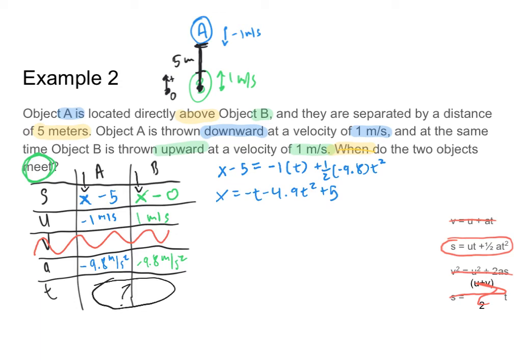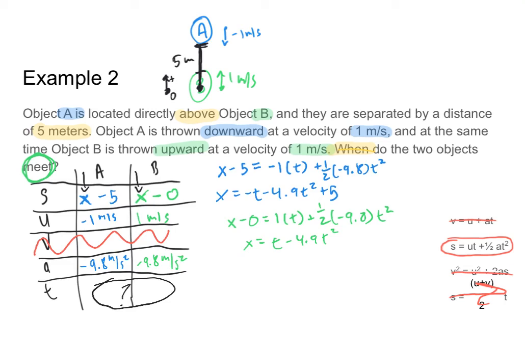And I can do the same thing for B. So I know that x minus 0 for B, my displacement, is equal to 1 times t plus 1/2 times negative 9.8 t squared, or x equals t minus 4.9 t squared.